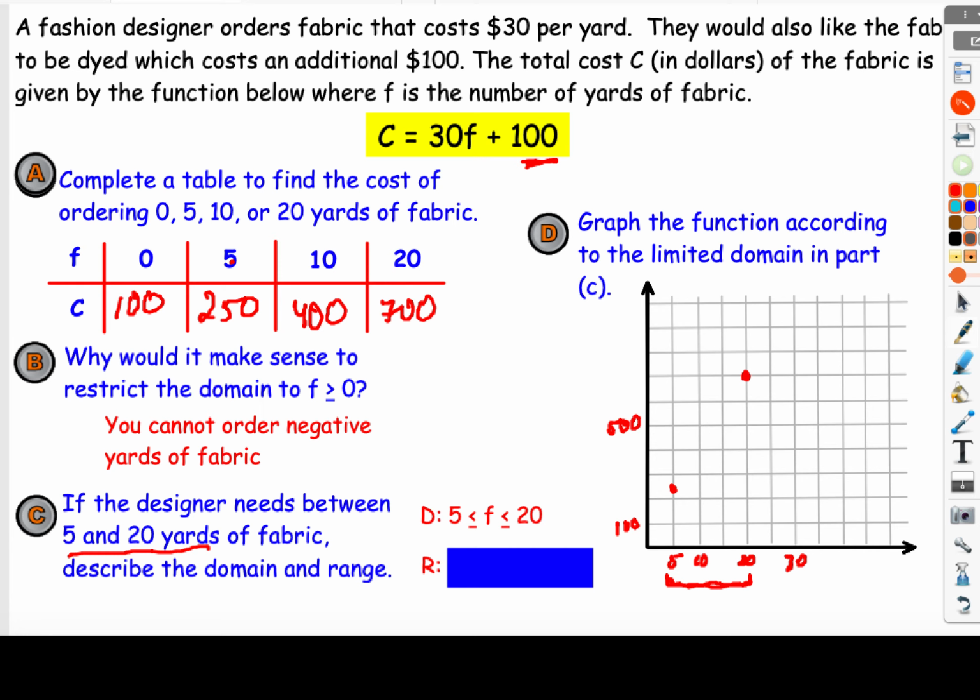And I could even plot 10, 400 if we want to. Notice that should fall nicely on a nice straight line. But again, our range is going to be limited because our domain was limited. We're only between 5 and 20 for the domain. So notice on our graph, we're between 250 and 700 on our y-axis. Our line stopped at 700, and our line started at 250. So therefore, our range of our graph is also limited. 250 is less than or equal to C, up to 700. C falls somewhere in between those two numbers.